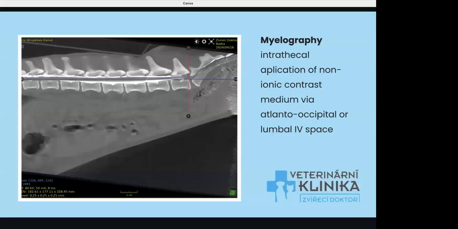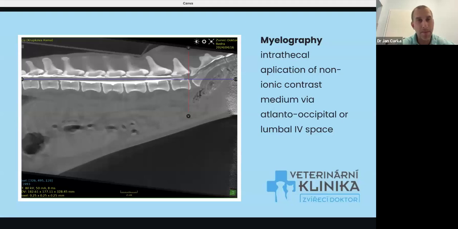So what's myelography? Myelography is intrathecal application of non-ionic contrast medium via the atlanto-occipital or lumbar intervertebral space. During the lecture, we will show the correct ways, or there are two possibilities. There's a cranial puncture, it's atlanto-occipital, and lumbar puncture, it's L6, L7 application.